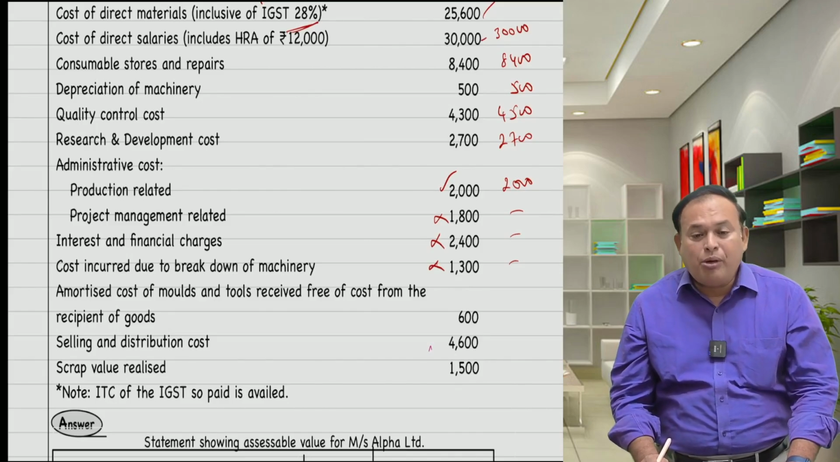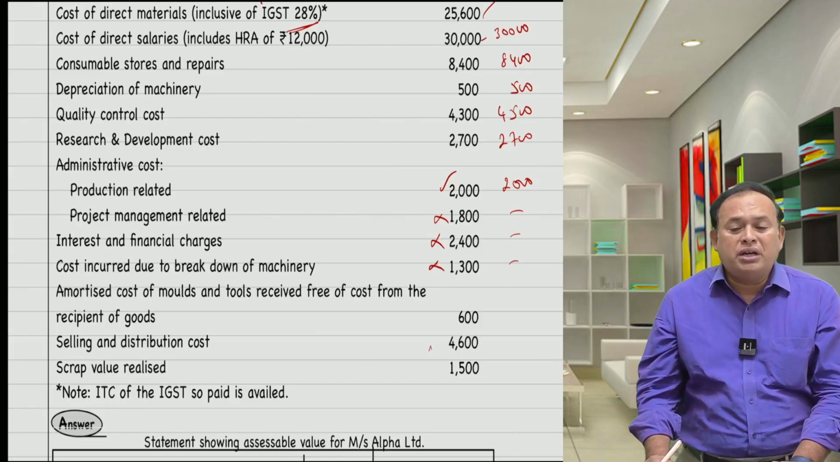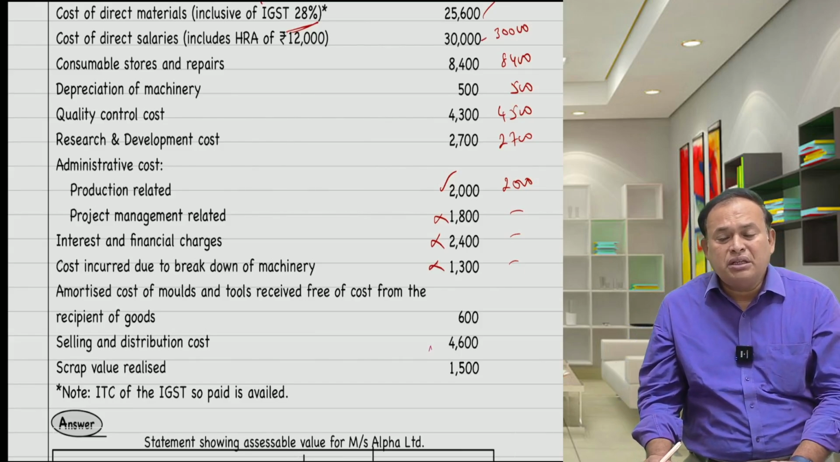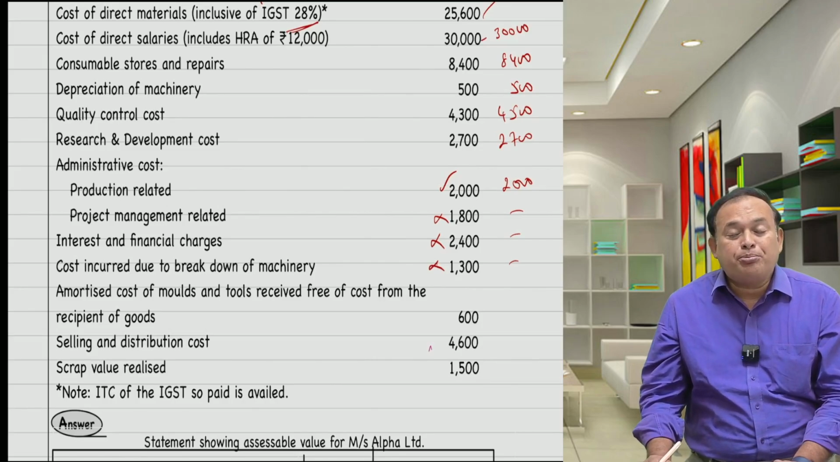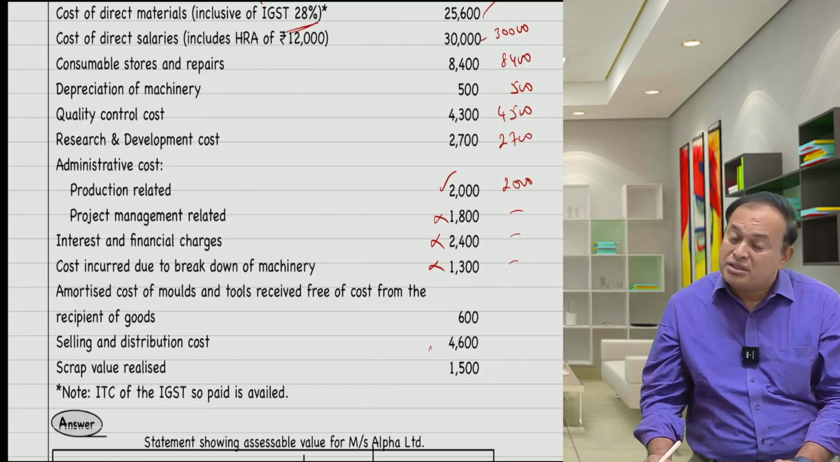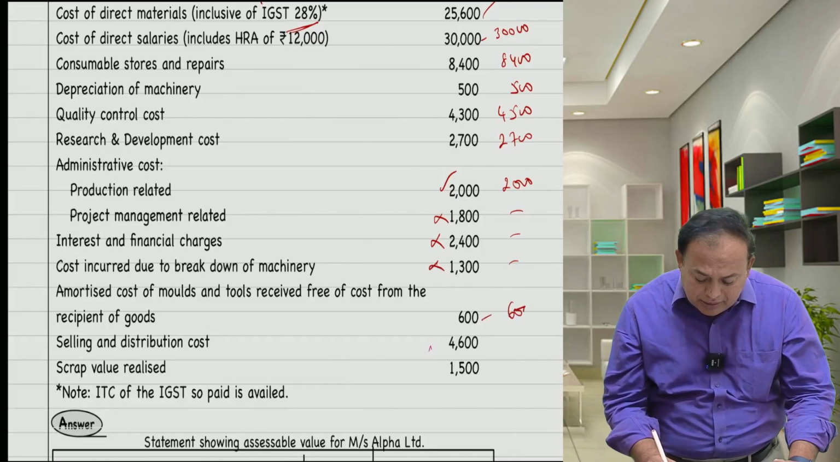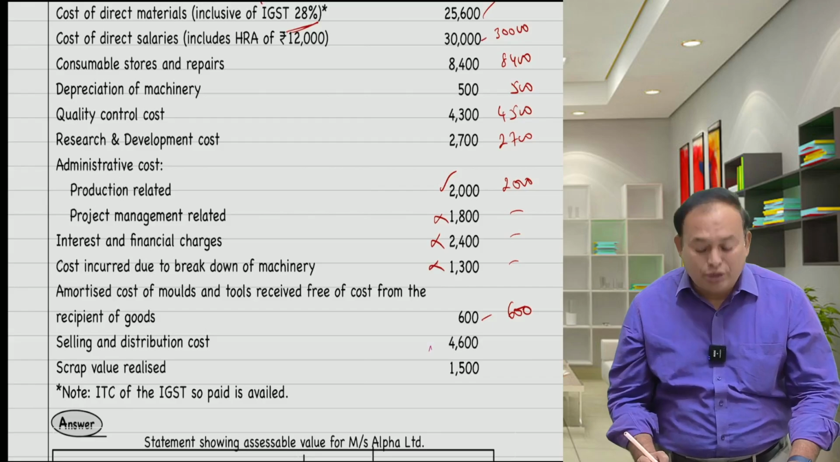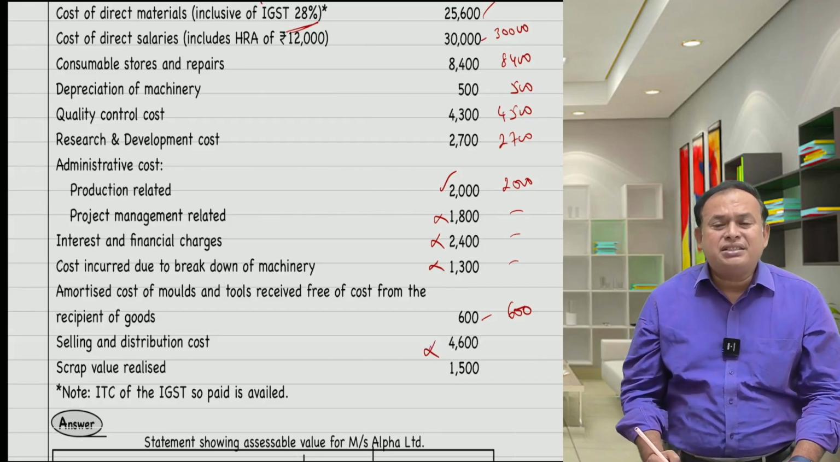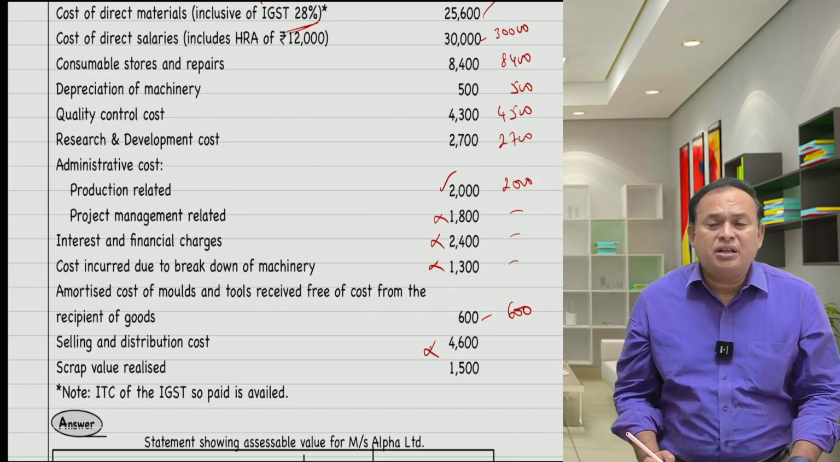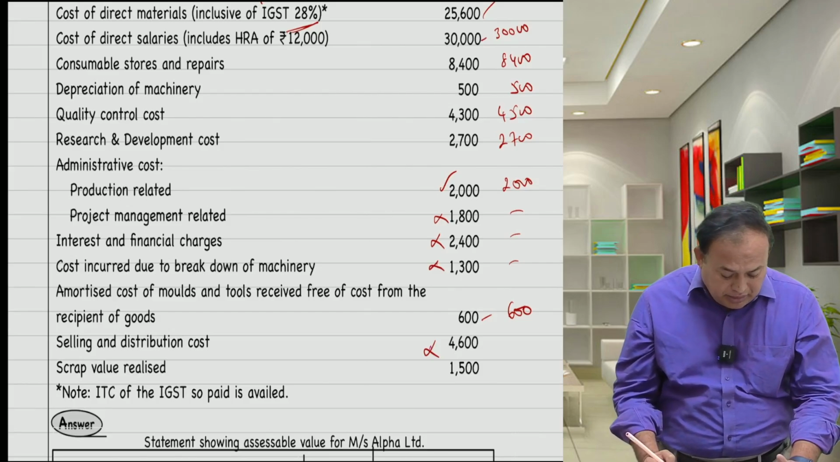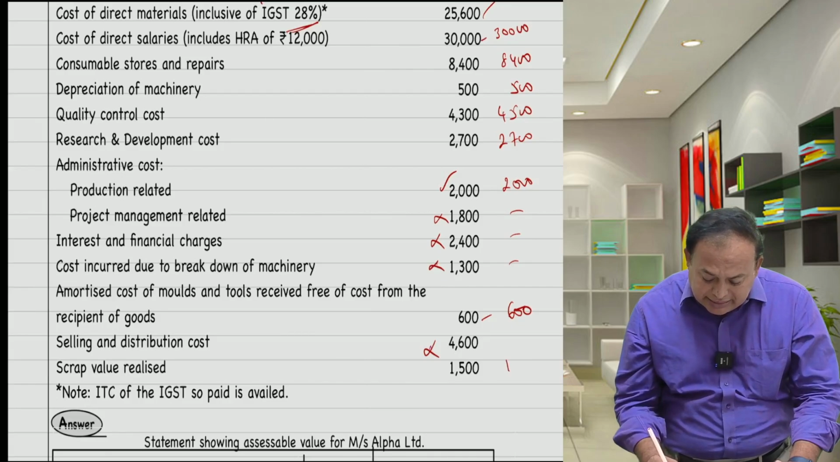Further, amortization cost of moulds and tools received free of cost from the recipient. Of course, it looks like Section 15, Subsection 2, Clause B, namely supply of goods made by the recipient freely to the supplier. Such goods are addable in the value of supply, namely cost of production. Selling and distribution should not be added because it brings us cost of sale, which is not required for us. Scrap value should be considered as a deduction from the total cost of production.